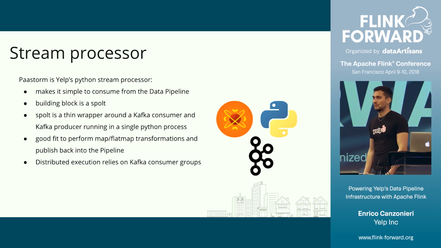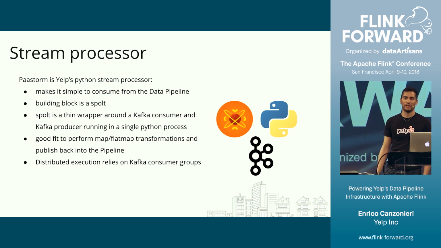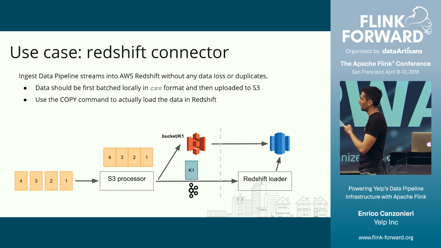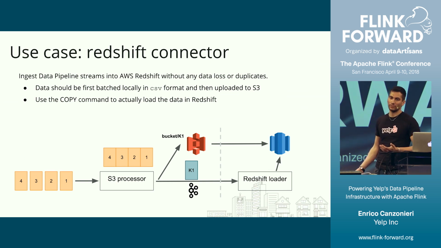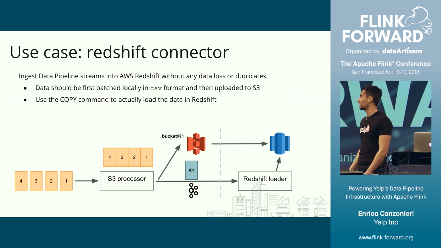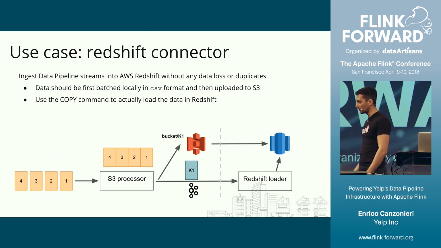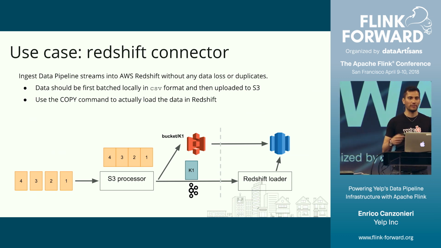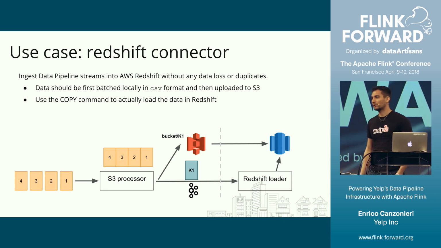But there are more advanced applications that are pretty hard to implement in paastorm. I'm going through two use cases that can really highlight what the challenges were. The first one is part of the connector ecosystem that I mentioned before. It's called Redshift connector. It's a data sink. The goal of this application is to get data from a stream and ingest the data into a Redshift cluster without introducing any data loss or duplication.